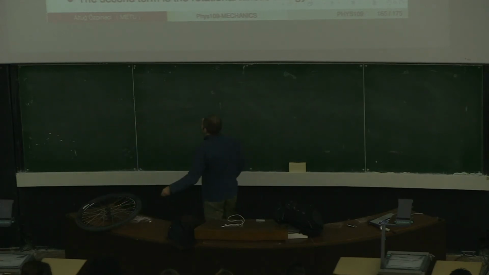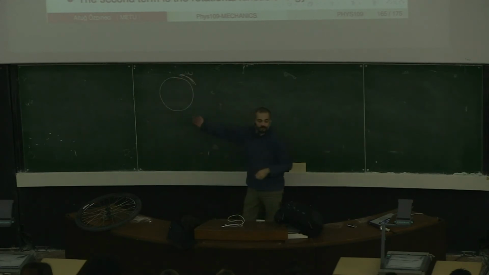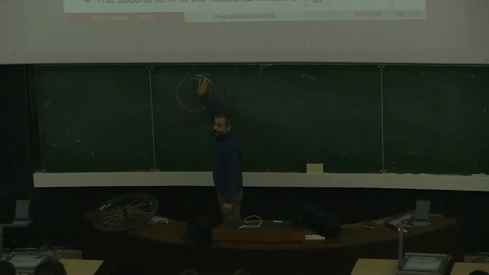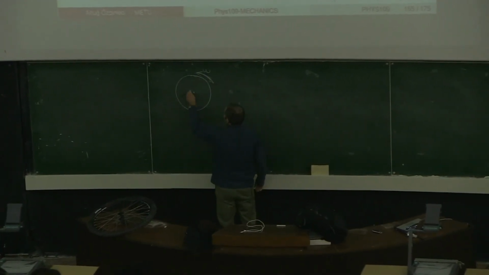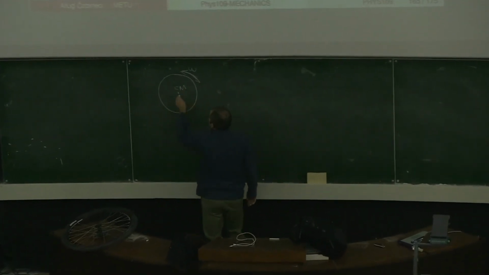Now if you take this example, I have my wheel. Let's say it's rotating. It can be any object. If you just throw this chalk, it will be doing some translational motion and rotational motion at the same time. So you have your rigid body. It has some angular velocity, omega. If this is the center of mass, it will also have some velocity v.